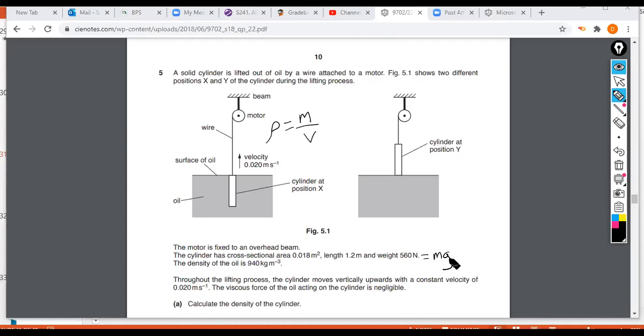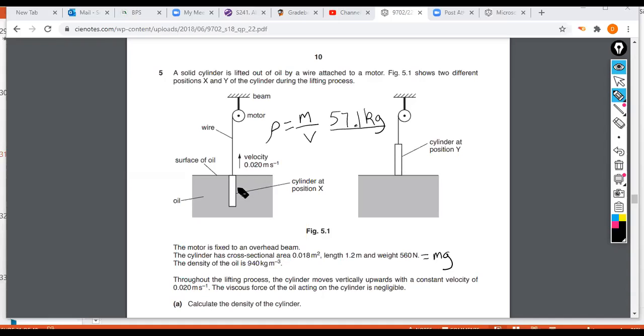And so think about how you could easily calculate the mass of that cylinder by just dividing 560 by 9.81. Right, so we know that the mass here is 57.08. We'll even say it's 57.1 kilograms. Any questions where that came from?